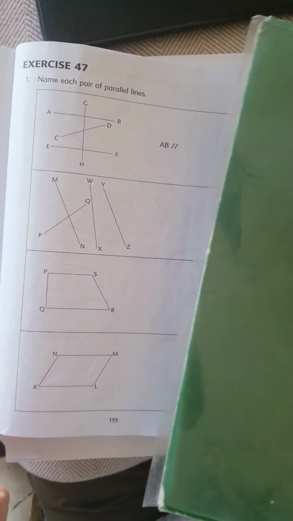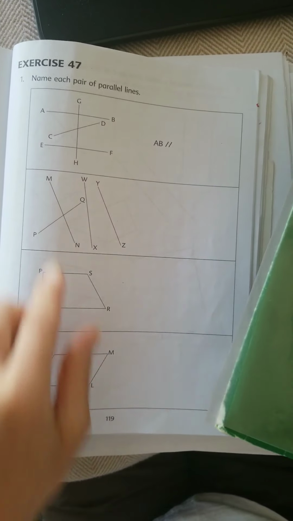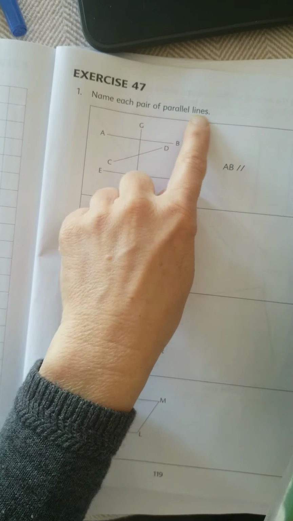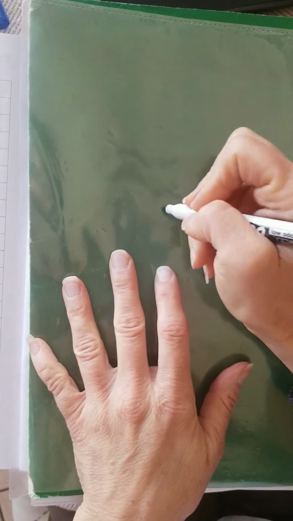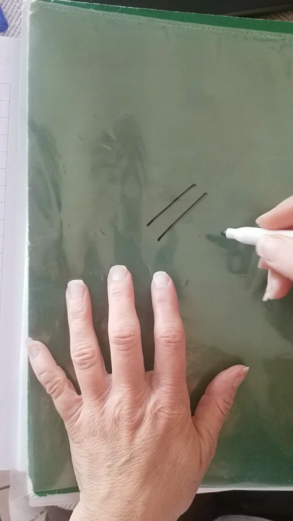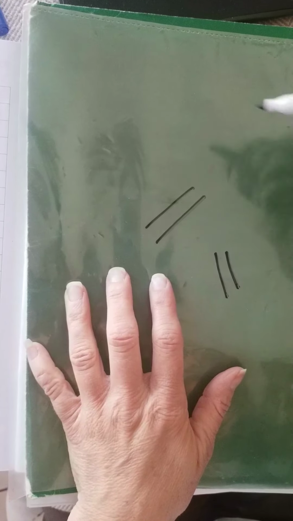Okay, so today you are working out of workbook 4A, page 119, exercise 47. It says name each pair of parallel lines. Well, let me tell you first about parallel lines. Parallel lines are just two lines that never touch, okay? They don't touch, so it doesn't matter which way you put them.